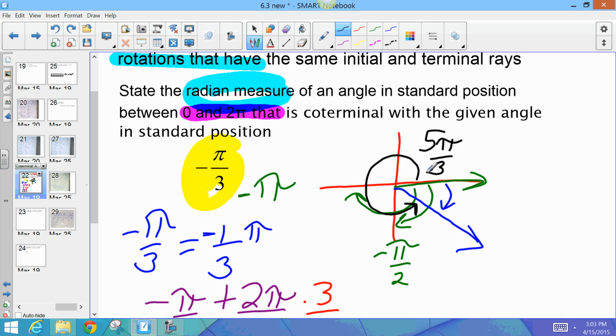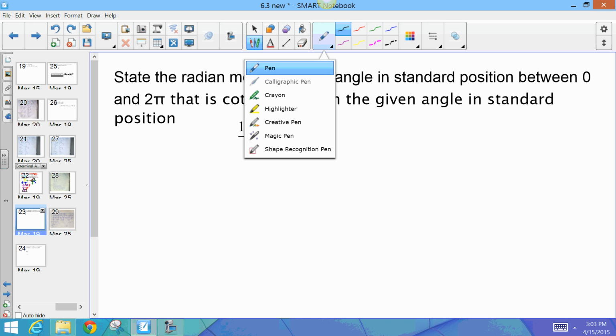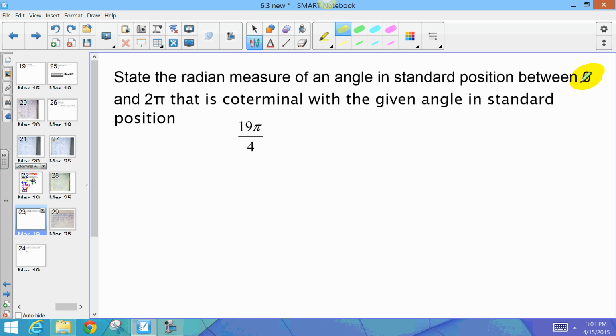Here's our next problem. Okay, and again, we are being asked to find an angle that's between 0 and 2 pi. It has to be positive, all right? What I'm going to do with this is make 19 over 4 a mixed number, because I don't even know how many multiples of 2 pi that is, all right?